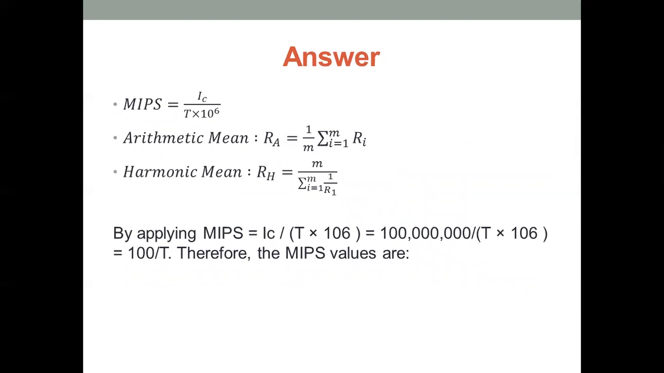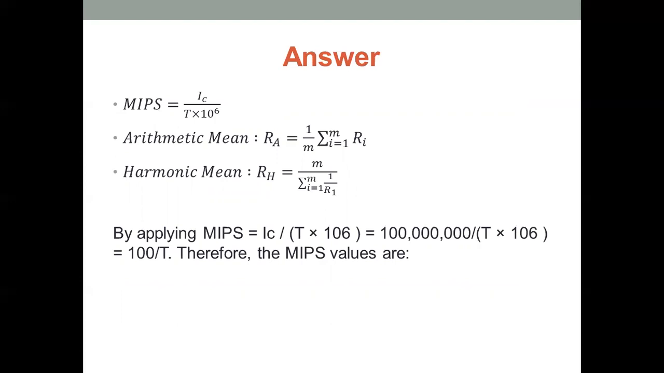MIPS equals IC divided by T multiplied by 10 to the power 6. Arithmetic mean R_A equals 1 divided by M, sigma of R_i. And harmonic mean R_H equals M divided by sigma of 1 divided by R_i.